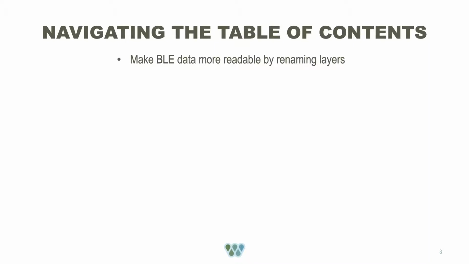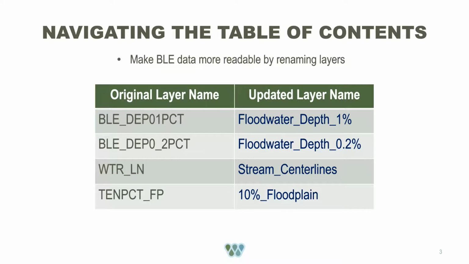Before taking a closer look at the data in GIS, it's important to ensure that the layers located in the table of contents are easily understandable. Here are some examples of renamed data layers that may help avoid confusion and prevent you from having to decipher lengthy acronyms.